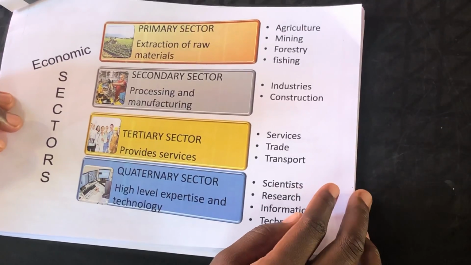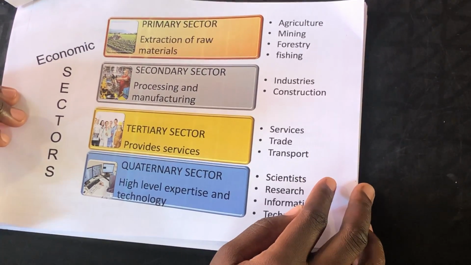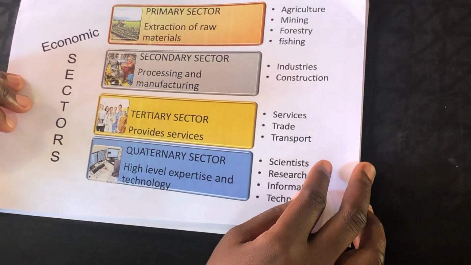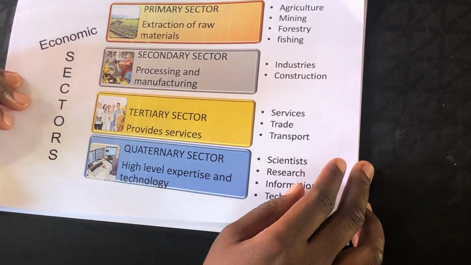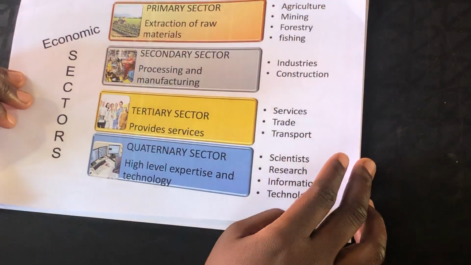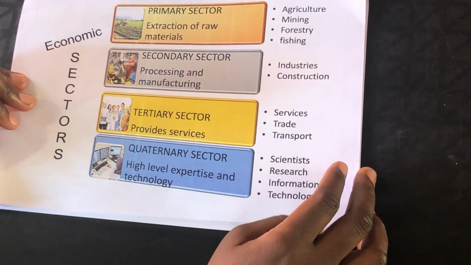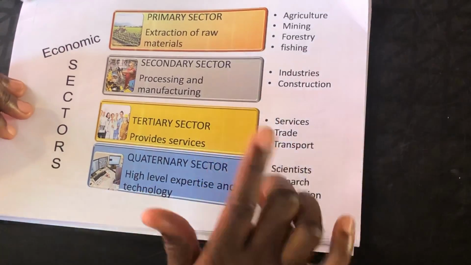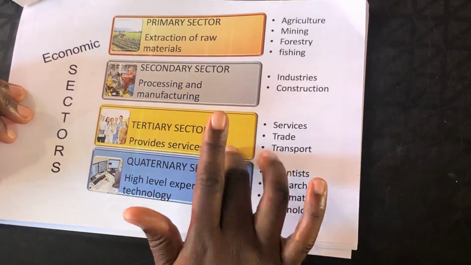Tertiary sector is the third one, which falls as the service industry. It provides services to people, for example, education. Right now, as I am teaching you, I'm providing a service to you. So services like education, health facilities, trade, transport, they all fall under the tertiary sector.